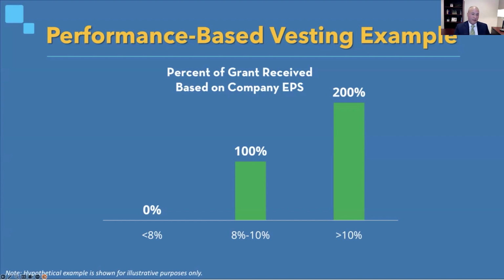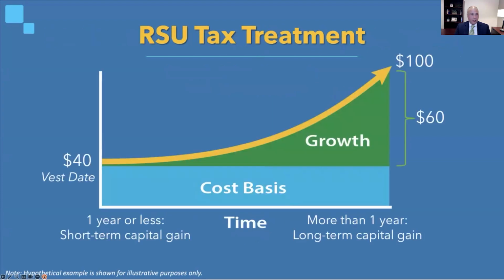They have a variety of different things that they can use to incentivize what they're focusing on. Sometimes you'll hear these types of awards called PSUs, or performance share units. They're basically the same thing as an RSU. They just, some people will use that terminology to make the distinction between the types of awards that are offered.